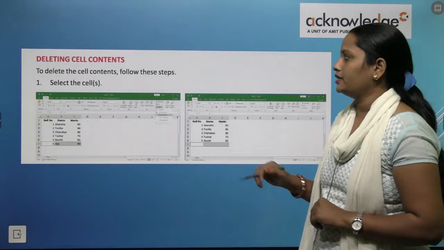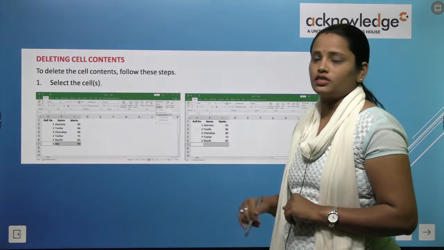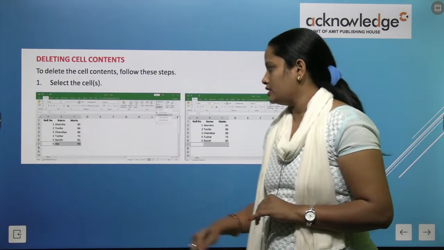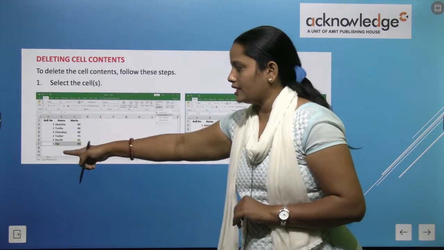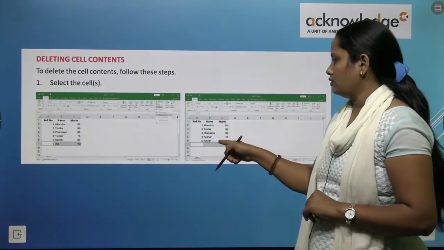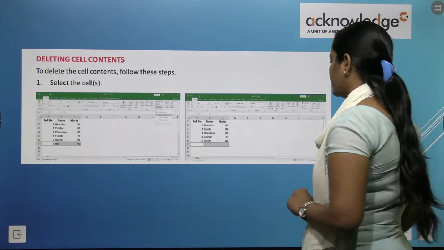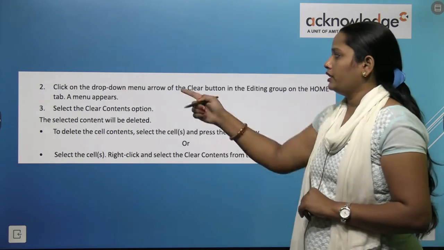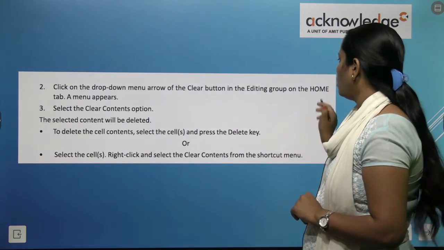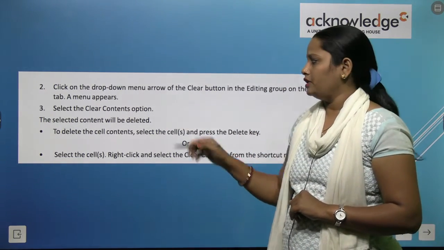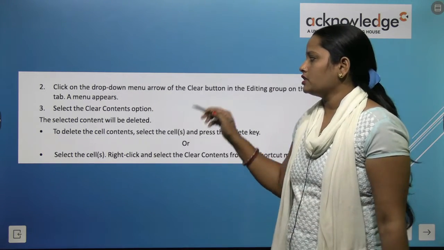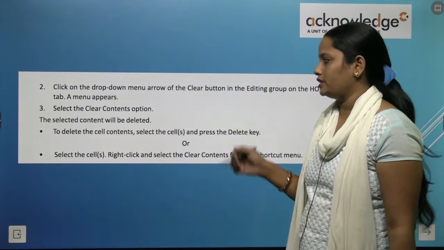Next is deleting cell content. How can we delete cell content? To delete the cell content, follow these steps. First, we have to select the cell that is to be deleted. So here we can see we have selected cell, this 7th one, Gia, 90 marks, and here we can see it is removed. So first we have to select the cell and then click on the drop down menu in the clear button of the editing group. On the home tab, a menu will appear, and from there we have to click on the clear content option. The selected content will be deleted like this.